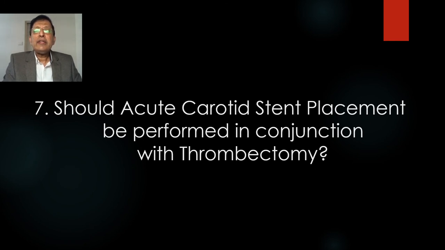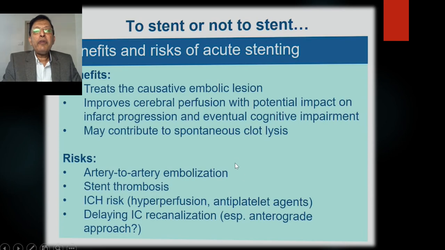Now the seventh thing which I would like to discuss is what should be the strategy. Should an acute carotid stent be placed in conjunction with the thrombectomy? Now what are the benefits and risks of doing acute carotid stenting? The benefit is, one, the causative lesion is actually the proximal carotid lesion. You treat that causative embolic lesion.